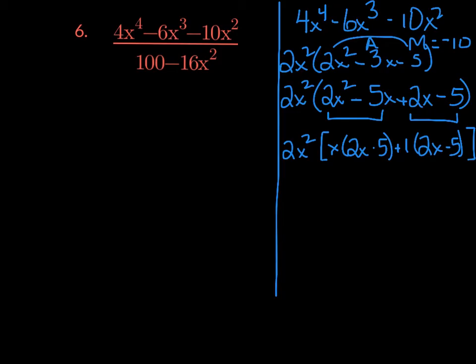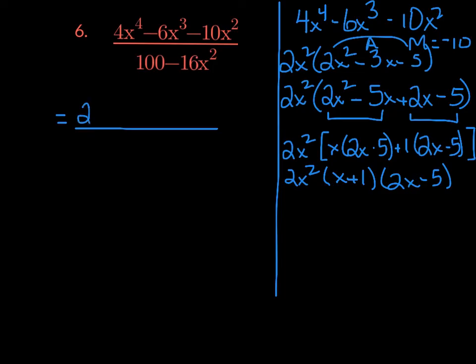All right, lastly, I bring down that 2x squared again. Then I have x plus 1, and then I have 2x minus 5. So there's the numerator factored. I'm going to go over here, make a blank fraction, and write that numerator in there. So I've got 2x squared, x plus 1, and then 2x minus 5. There we go. Okay? All right, now let's do the denominator.